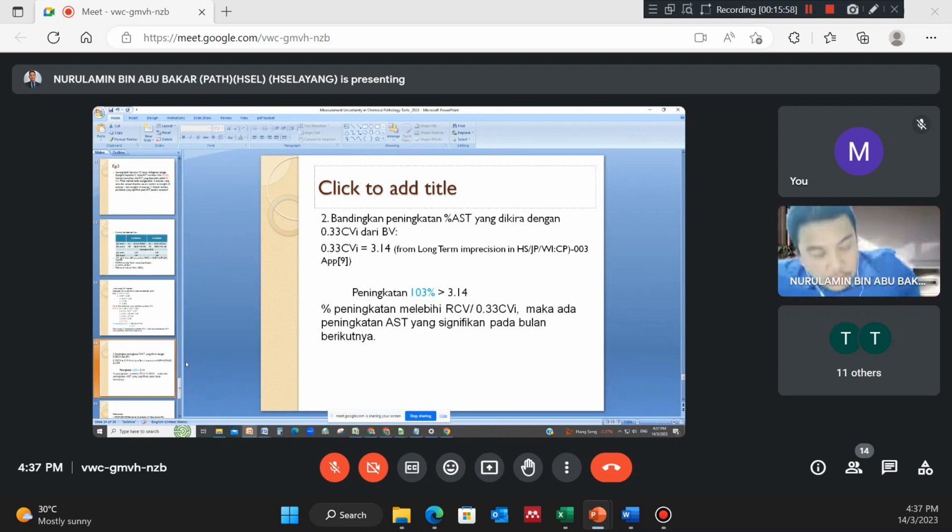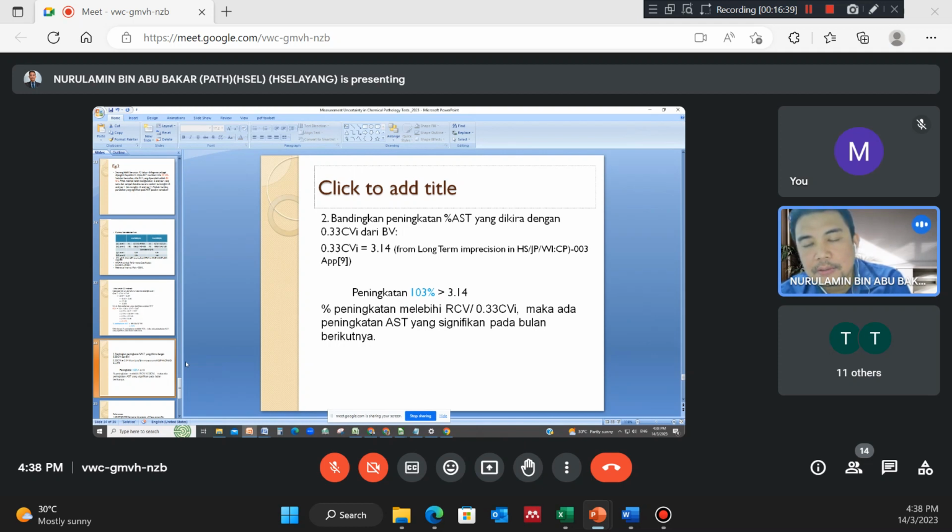No, I'm very sorry because until now, I try to get this answer from our retired biochemist tu lah. But unfortunately, tak ada jawapan. But for sure, the concept of 0.33 CVI to represent the long-term QC data is something which has been in place for many years.